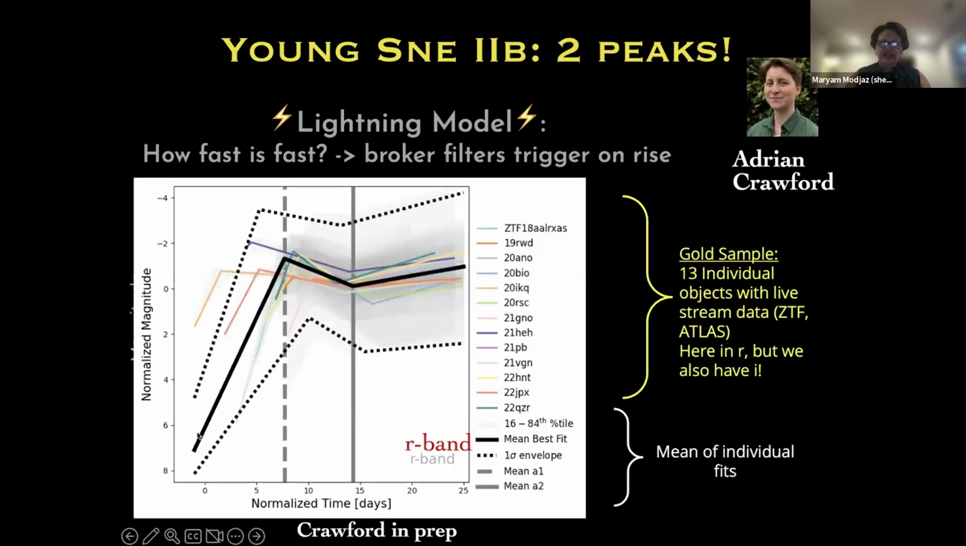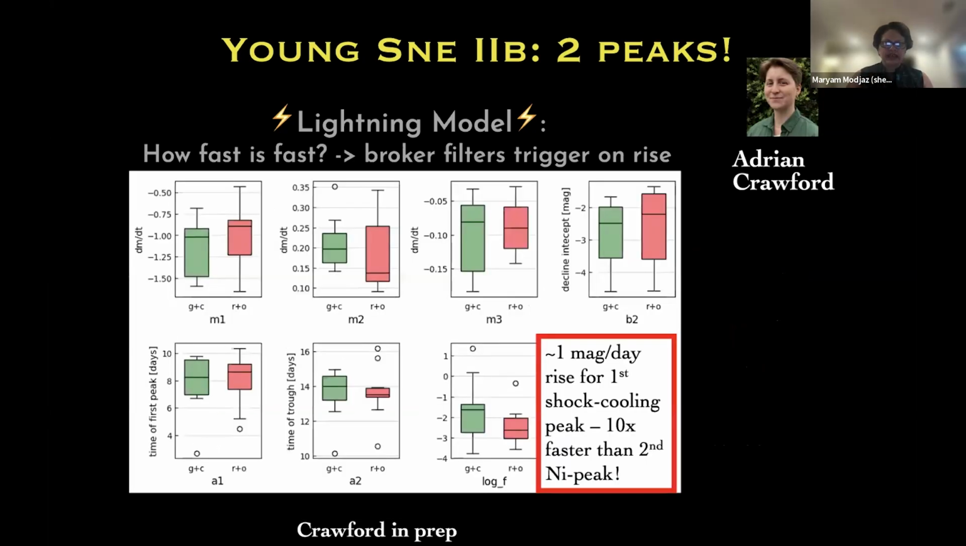We had a gold sample of 13 objects. It's a small sample because we wanted to focus on alert stream data as we have them now. And we have R band and of course I band data, for which we did this. And then we put together the mean best fits for the sample. So what did we find?